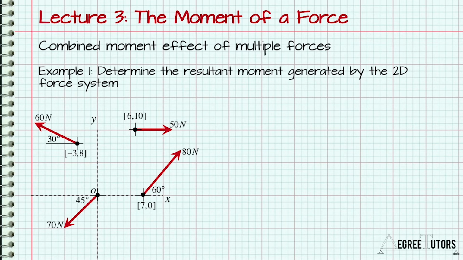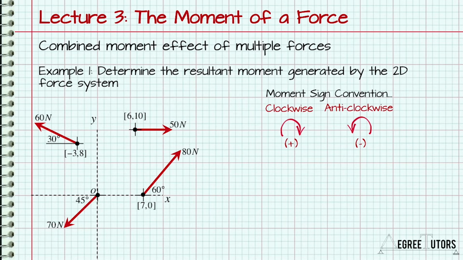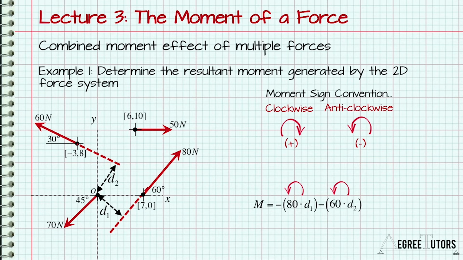As with any analysis, start with a sign convention. In this case, I'm going to assume that any moment that would generate a clockwise rotation about point O is a positive moment, while any moment generating anti-clockwise rotation is negative. So, one approach would be to work out the lever arm for each force in the system. Taking this route, a solution would take the form M equals minus 80 times d1 minus 60 times d2 plus 50 times d3 plus 70 times 0. Notice where and why negative signs have been used. Also notice that because the 70 Newton force passes through the point of rotation, no moment is generated.